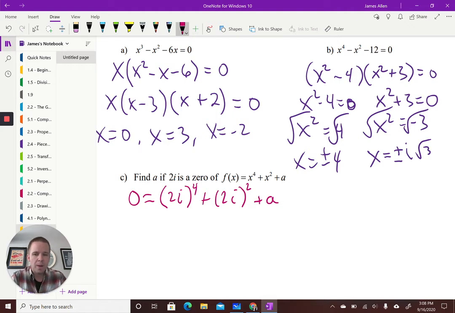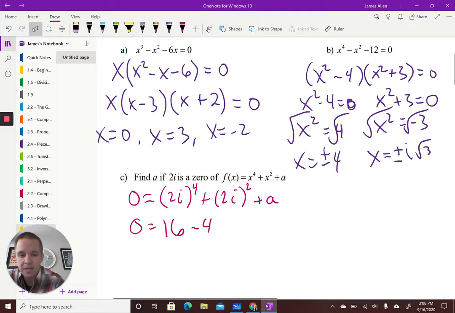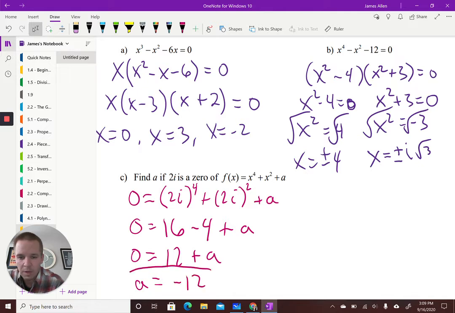Now I've got to remember my properties with i. So i to the fourth is just 1, and 2 to the fourth is 16. So this becomes 16. And then 2 squared is 4, but i squared is negative 1, so this becomes negative 4 plus a. And that equals 12 plus a. So a is going to be negative 12. I love it.